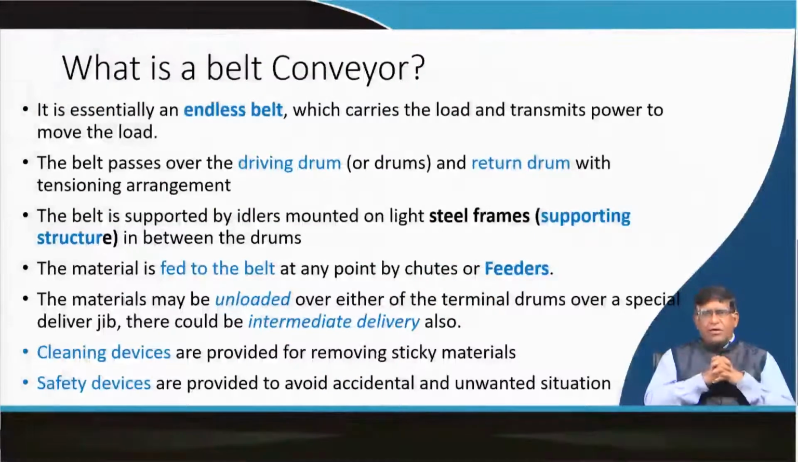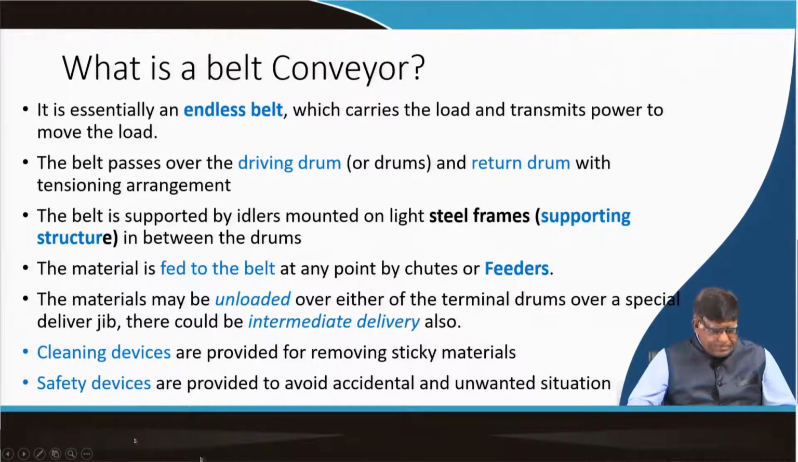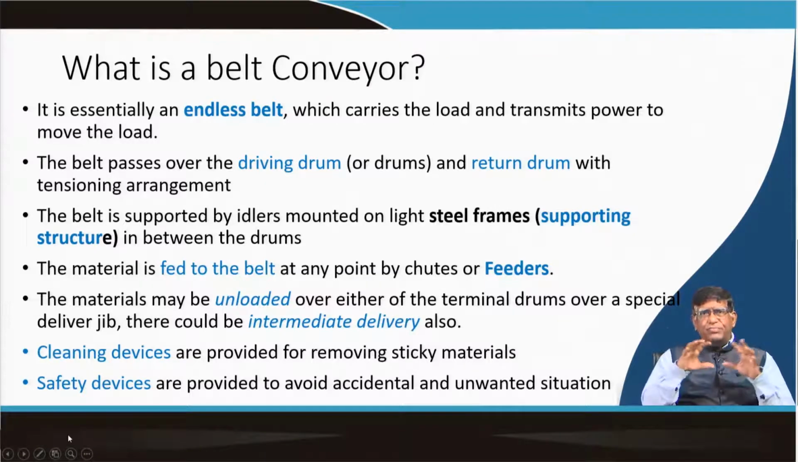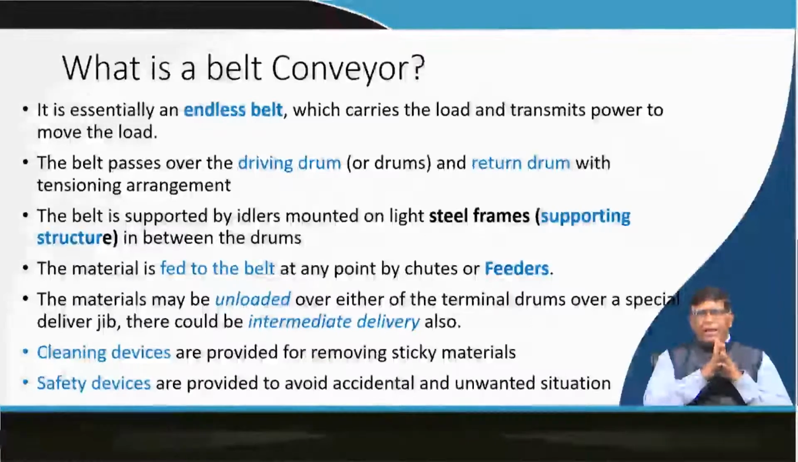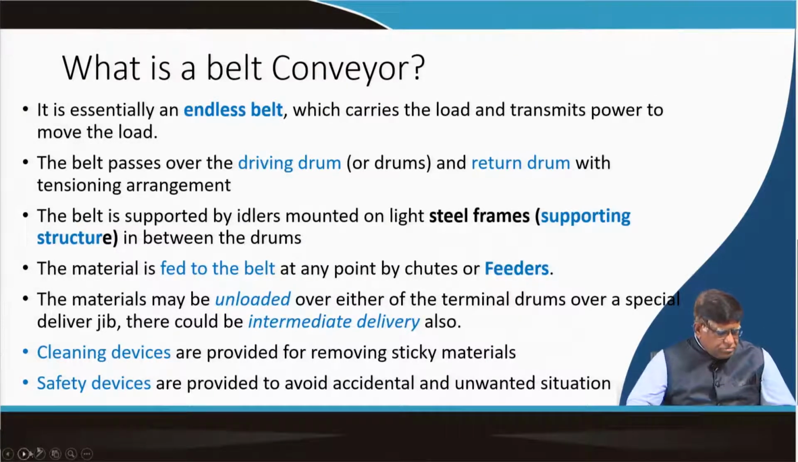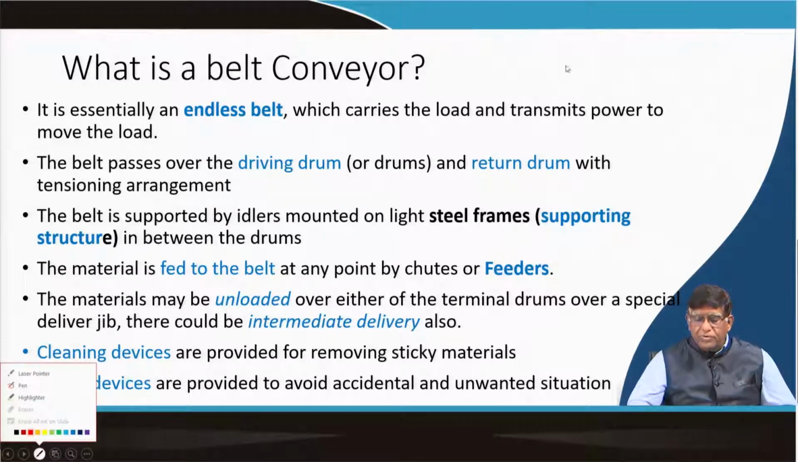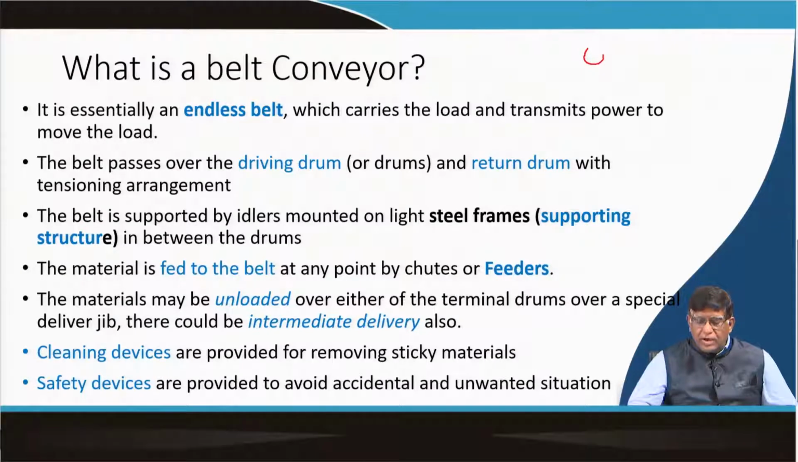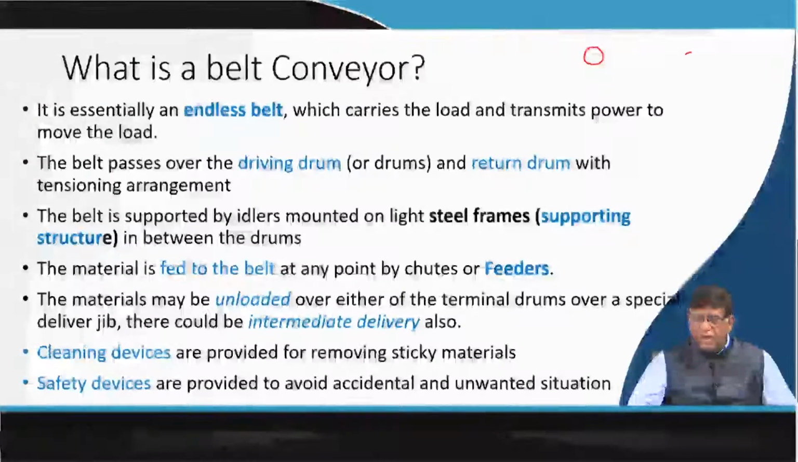So, what is this conveyor belt? Basically, what we say, this conveyor belt is an endless belt. This endless belt will be running over drums. One drum will be a driving drum, and another drum will be your return drum. So, that means basically you will be having 2 systems like that. So, there will be one drum, and then there is another drum.